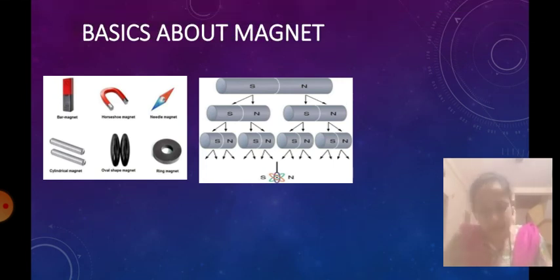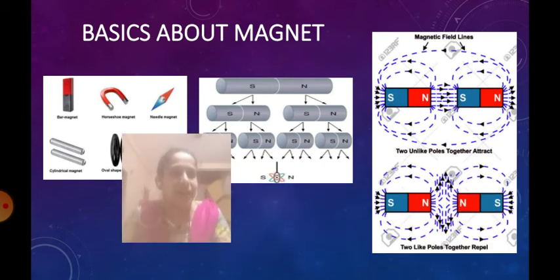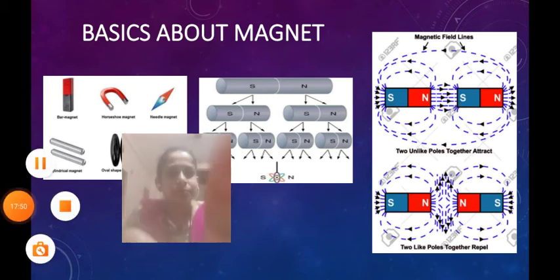Then the third thing, you know that like poles repel and unlike poles attract. So you can see in the first case unlike poles are attracting each other, whereas like poles are trying to repel each other. So this is another thing you have studied before. So these are some of the basic things about the magnet.